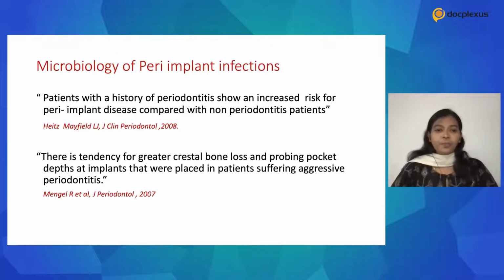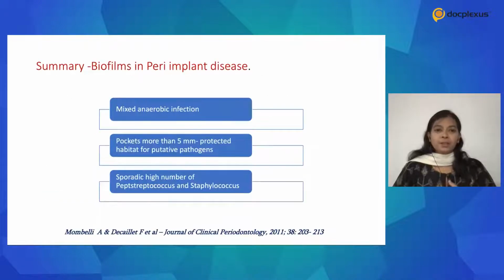Apart from that, one more important thing is there is a tendency for greater crestal bone loss and probing pocket depth at the implants that were placed in patients who suffer from aggressive periodontitis. That also should be noted. So aggressive periodontitis patients and pre-existing periodontitis patients are also increased risk factors for peri-implant diseases.